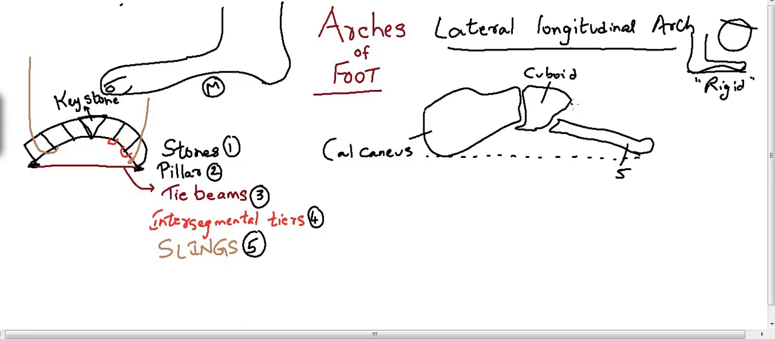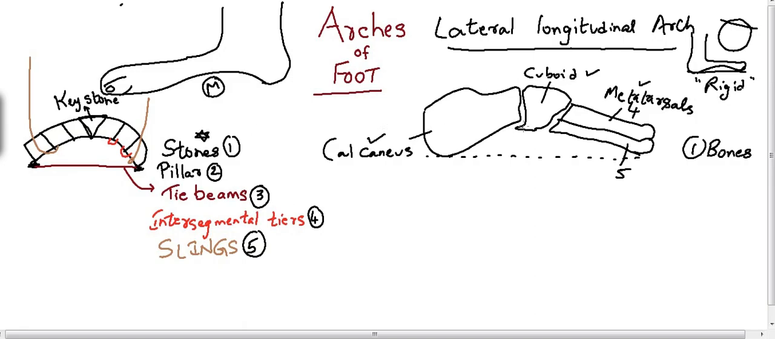Next to that, by the way, this is the head of the fourth metatarsal. So these are the metatarsals. Hardly a few bones are there on the lateral side: the calcaneus, the cuboid, and the fourth and fifth metatarsals. These are the bones which are comparable with the stones. So the bones forming the lateral longitudinal arch are comparable with the stones over here.